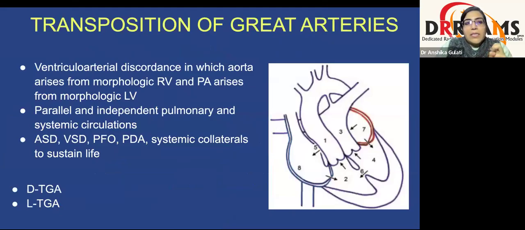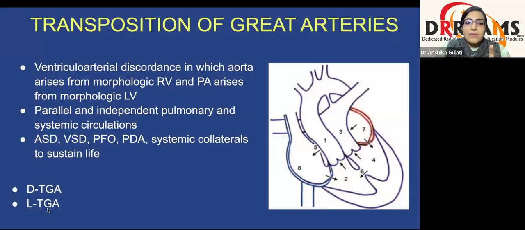First in this category is TGA, which is transposition of great arteries, which by definition means that the aorta is now arising from the right ventricle and the pulmonary artery is now arising from the left ventricle. So you see there are two parallel and independent pulmonary and systemic circuits that are running. So there has to be some mixing between the right and left side if it has to be compatible with life. So either ASD, VSD, PFO, or PDA, there has to be some connection between the right and left side.